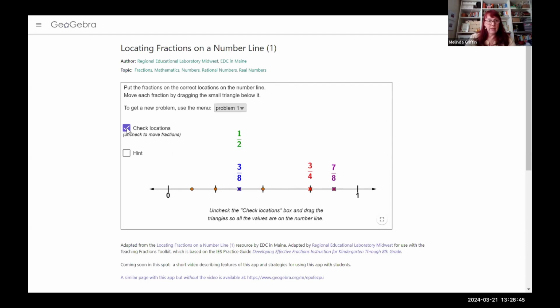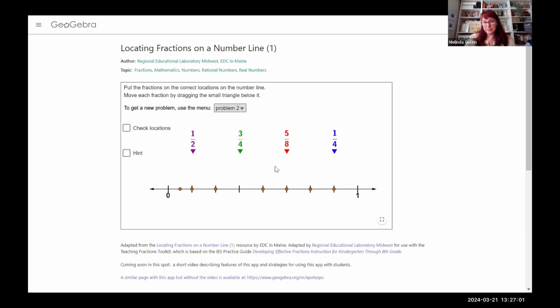I can then uncheck it and keep working if I need to. Maybe I move this one here and I want to check again. So it looks like I still have some things going on. I can get a hint if I need to. And there's multiple problems in here as well that I can look at with different fractions.